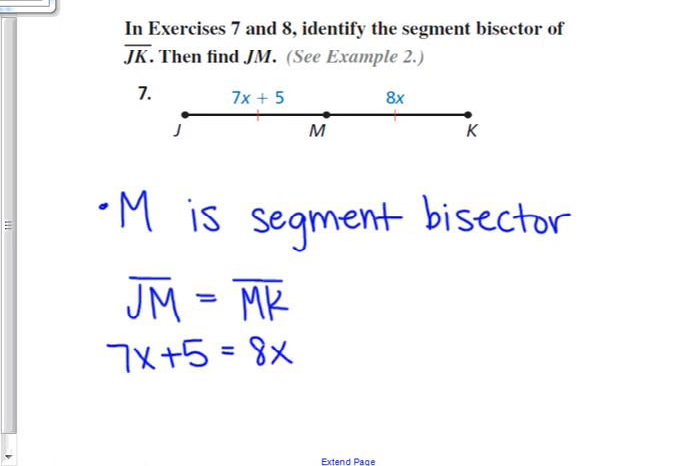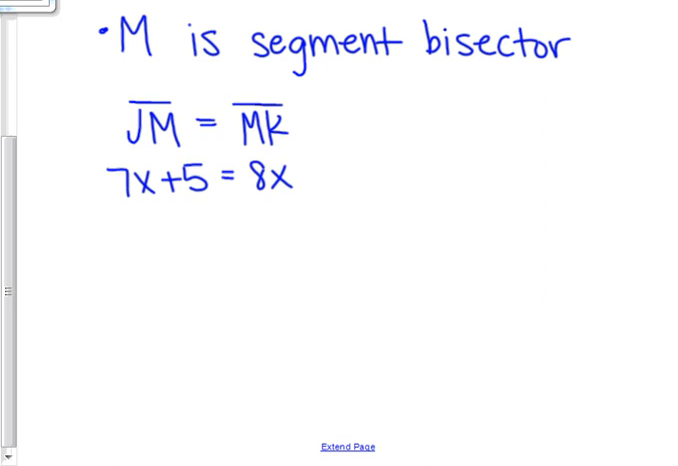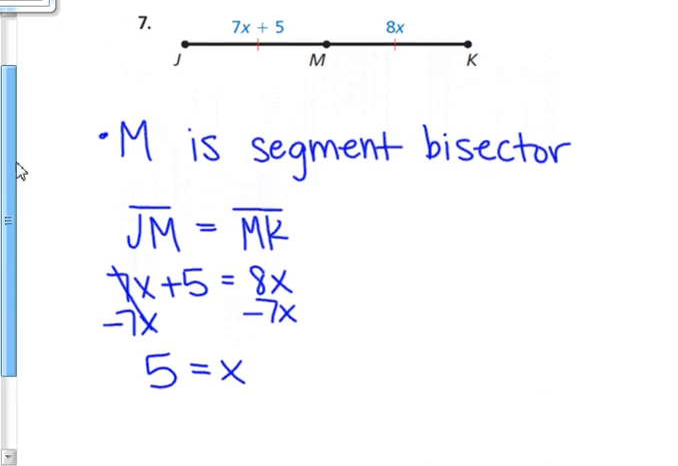So from here, I'm actually just going to solve for x. I'm going to subtract 7x from my left and get it over to my right to keep my x's positive. And I can say that 5 is equal to x. Now, I'm not really done here.